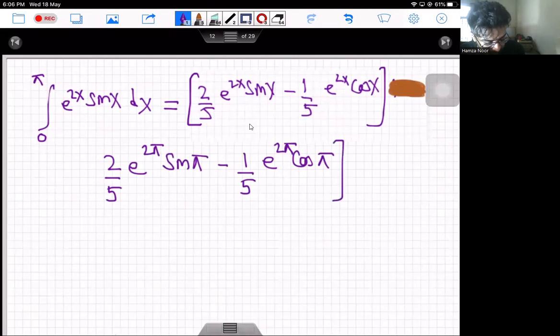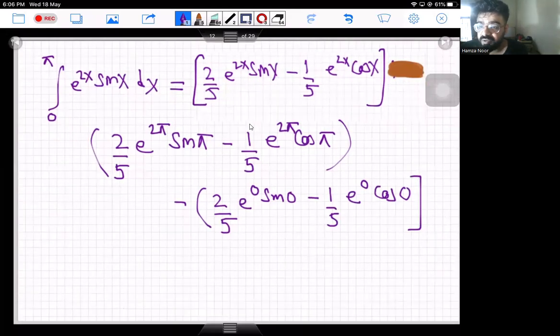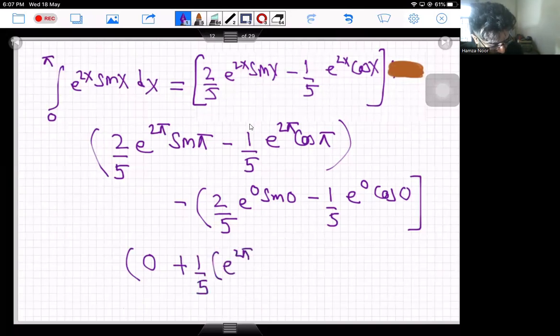We have substituted the upper limit pi, and then we have minus 2 over 5 multiplied by e raised to the power 0 multiplied by sine 0 minus 1 over 5 multiplied by e raised to the power 0 multiplied by cos 0. Now, as we know that the value of sine pi is equal to 0, this whole thing becomes 0. And the value of cos pi is equal to -1. So this turns out to be 1 over 5 multiplied by e raised to the power 2 pi. Okay, and then this is closed, and then the minus sign.